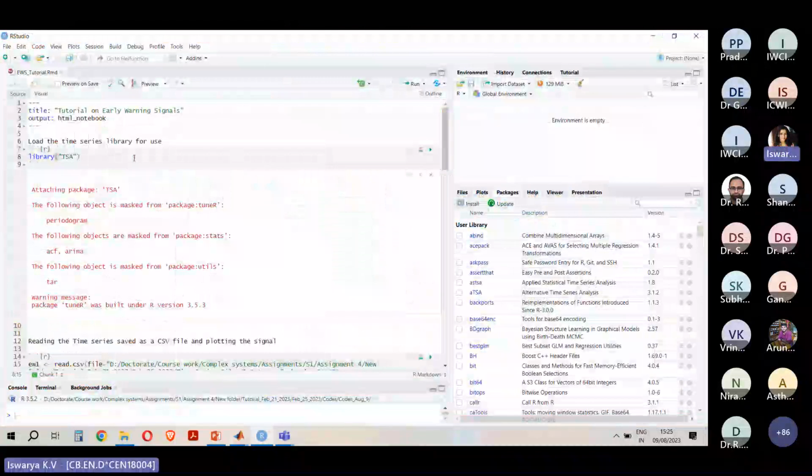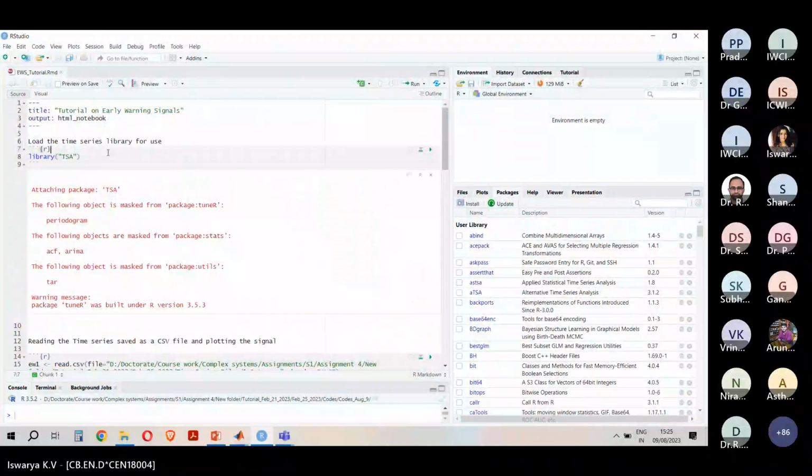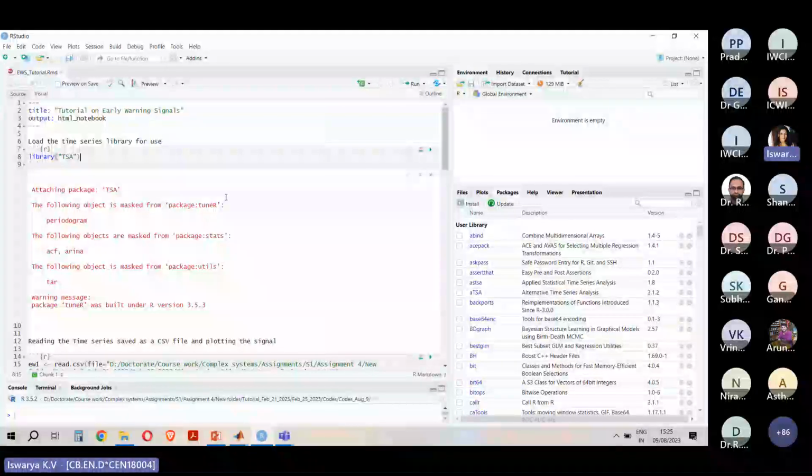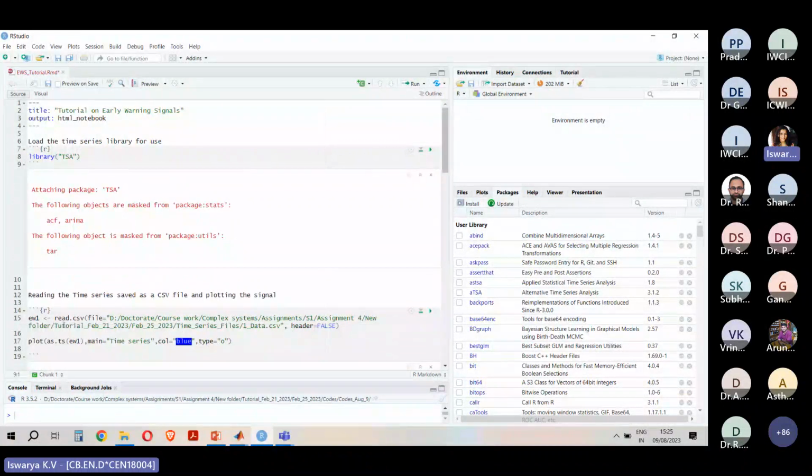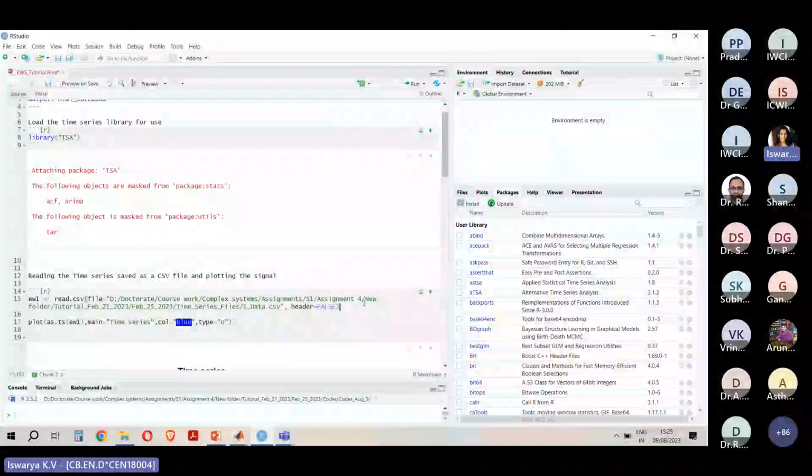So in R Studio, first I'll be loading the library called TSA, which is time series analysis, which is one of the basic libraries when you're dealing with time series. Here, I have saved the time series that I'm using in a CSV file, which I'll be reading into this function EW1.